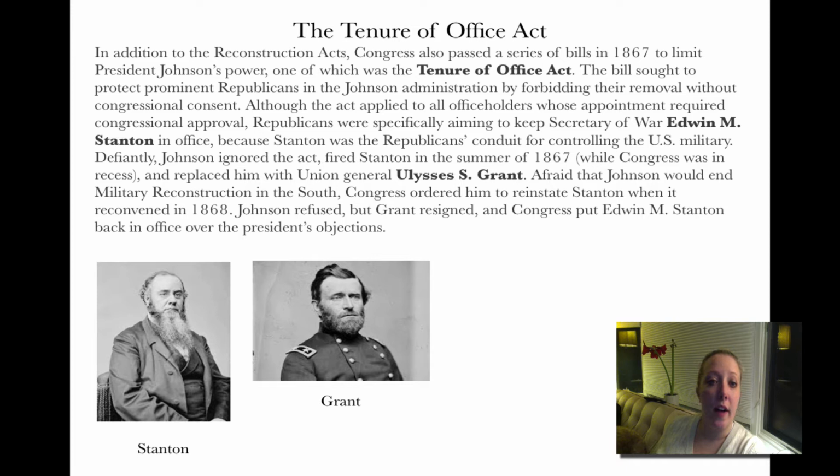Defiantly, Johnson ignored the act, fired Stanton in the summer of 1867 while Congress was in recess, and replaced him with Union General Ulysses S. Grant. Afraid that Johnson would end military Reconstruction in the South, Congress ordered him to reinstate Stanton when it reconvened in 1868. Johnson refused, but Grant resigned, and Congress put Edwin M. Stanton back in office over the president's objections.